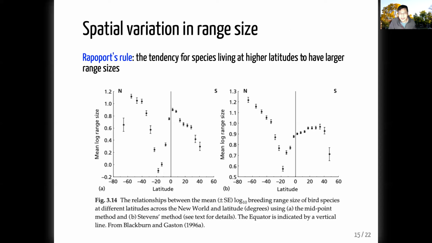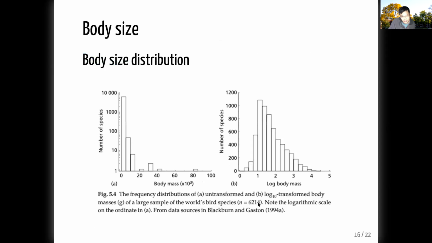Okay, and another potential reason is that in tropic areas, higher species richness means more species interactions, and therefore species are potentially more controlled or affected by predators or parasites or pathogens, which makes their range size smaller than in areas of high altitude and high latitudes. Okay, so that's spatial variation in range size.